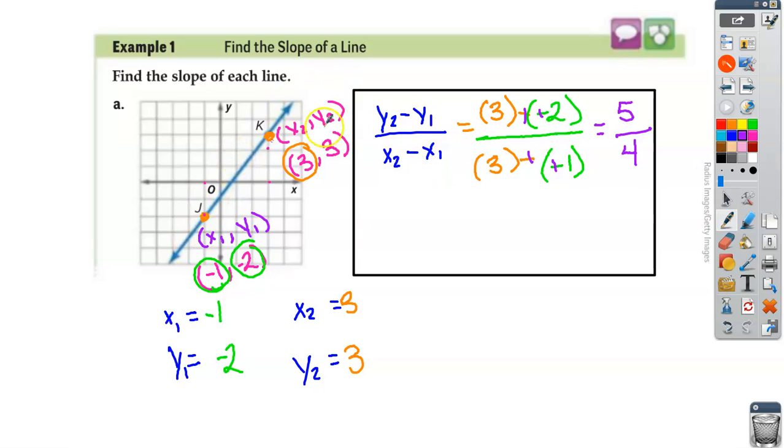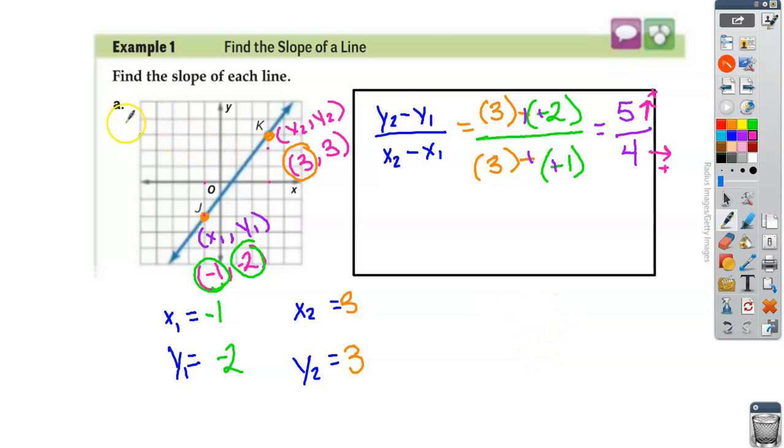And again, the nice thing is it is on a graph, so I can check my work. This is going to be how much I move up or down. In this case, it is up because we're going positive. And 4 is left to right, in this case right, because again, positive.